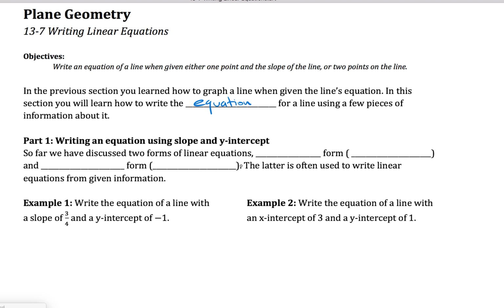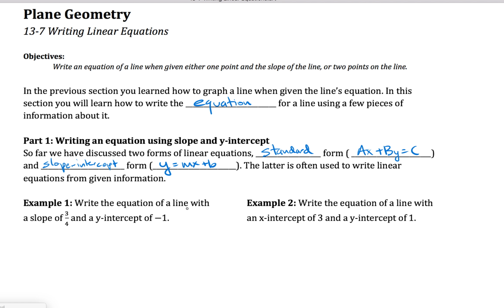Now, first of all, I want to remind you that we've looked at two forms of linear equations. We've looked at what is called standard form, which is the ax plus by equals c form. And we've also looked at slope-intercept form. Slope-intercept form, remember, is y equals mx plus b, where the a and the b and the c up here don't really stand for anything specific, but in slope-intercept form, the m is the slope and b is the y-intercept. And the first few examples we're going to take a look at are going to be probably pretty easy to write using slope-intercept form.